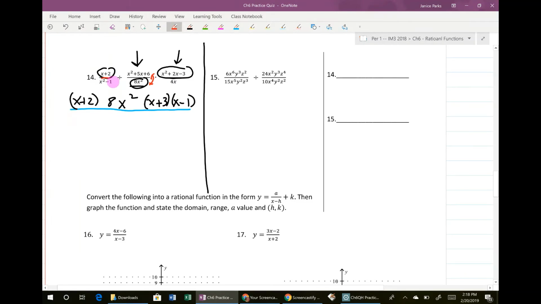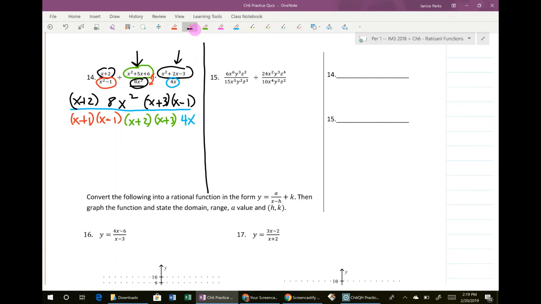Next, the x squared minus 1 is x plus 1, x minus 1. That's a difference of squares. The x squared plus 5x plus 6, numbers that multiply to positive 6 and add up to positive 5. And then there's a 4x on the bottom. Okay, that comes from here.